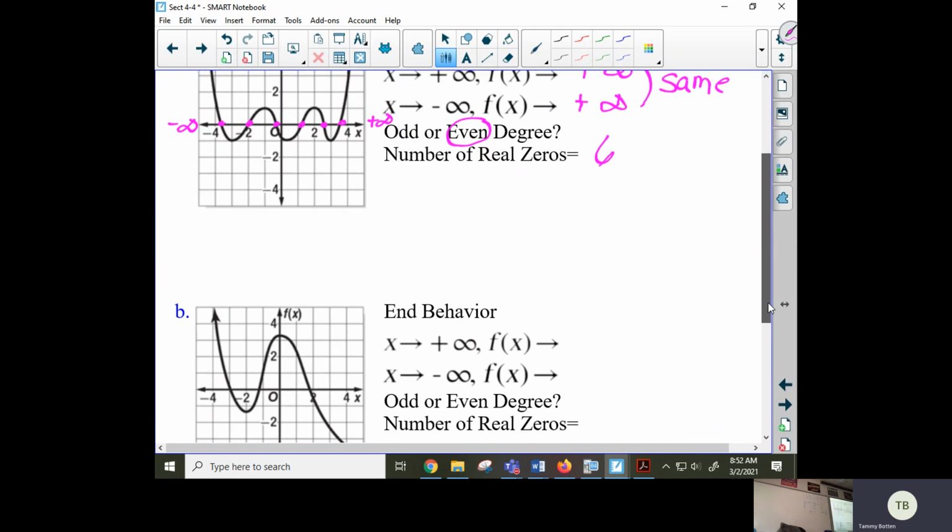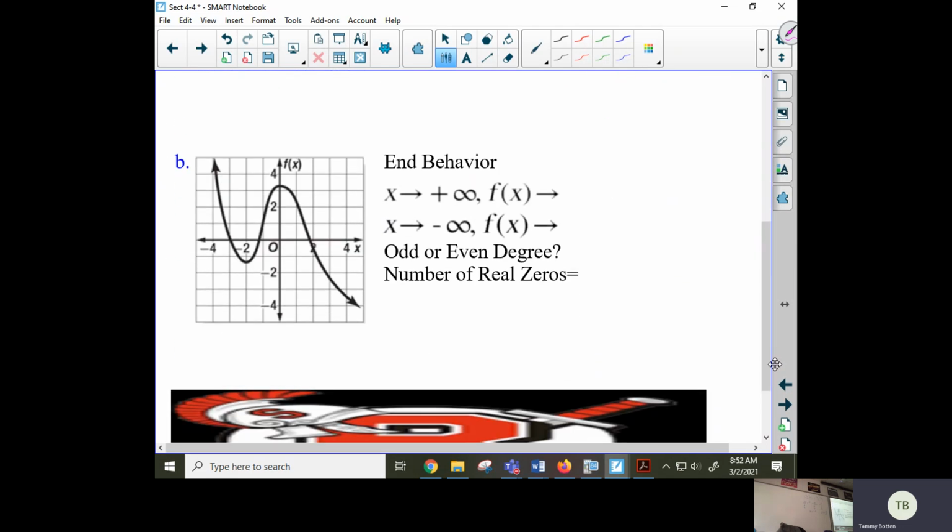Okay. And one more. Here, as x approaches positive infinity, our f of x approaches negative infinity. As we approach negative infinity, it's approaching positive infinity. These are different, so is it odd or even? Odd, and it has 1, 2, 3 real zeros.